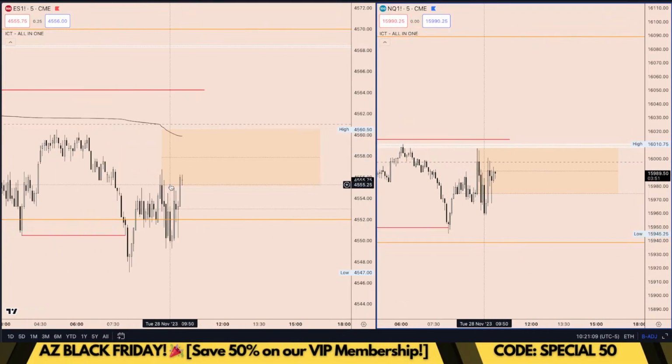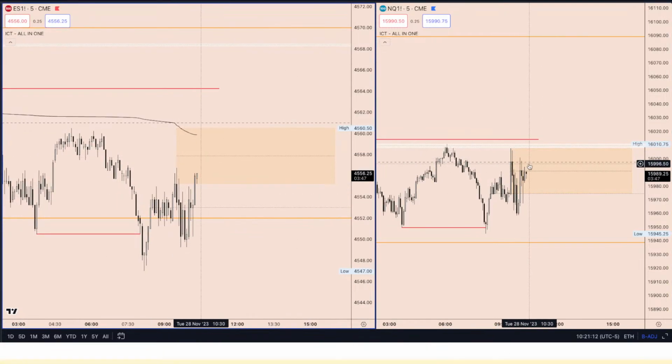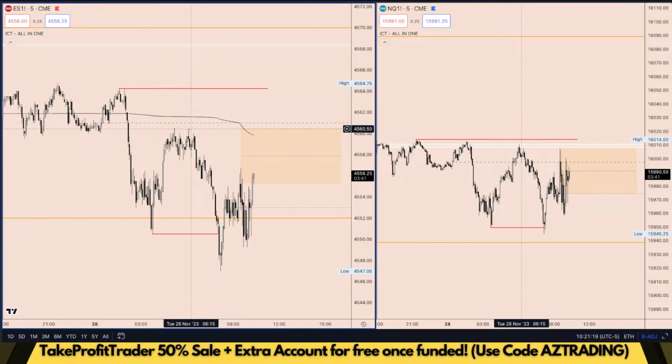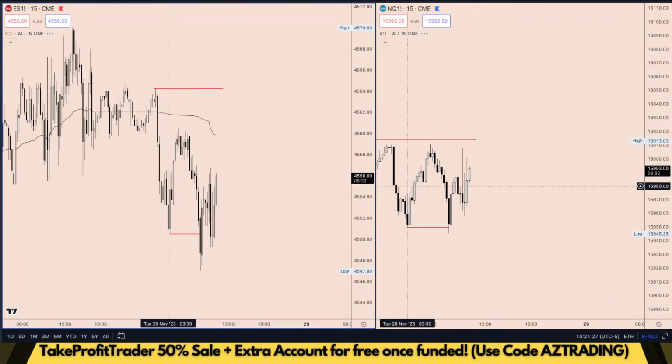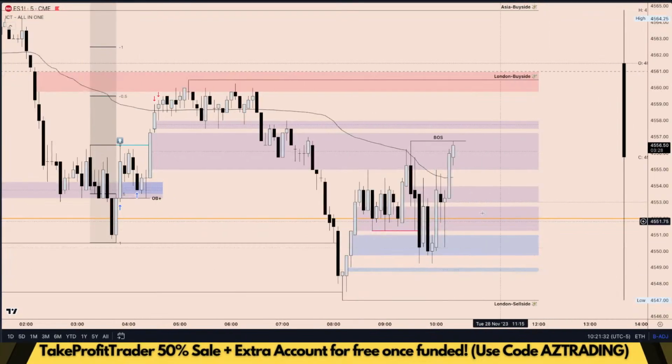On ES, we actually did not yet. But in NQ we did, to the tick, and we rejected. On ES, we still have some way to go, coming in right here, basically that London buy side liquidity, 4560.5. So that's a nice to know confluence, or nice to have. We're moving further to the upside.